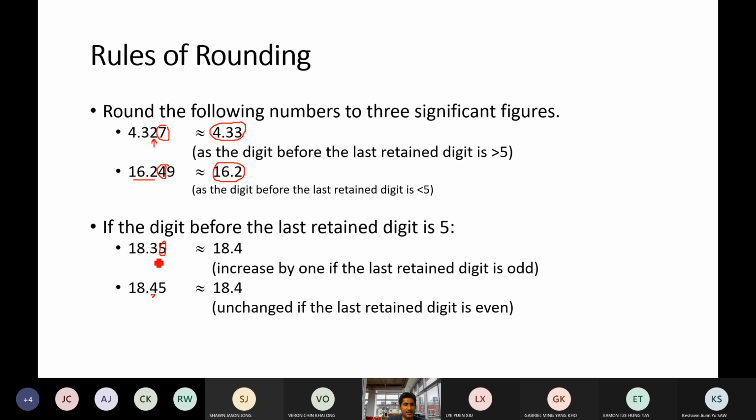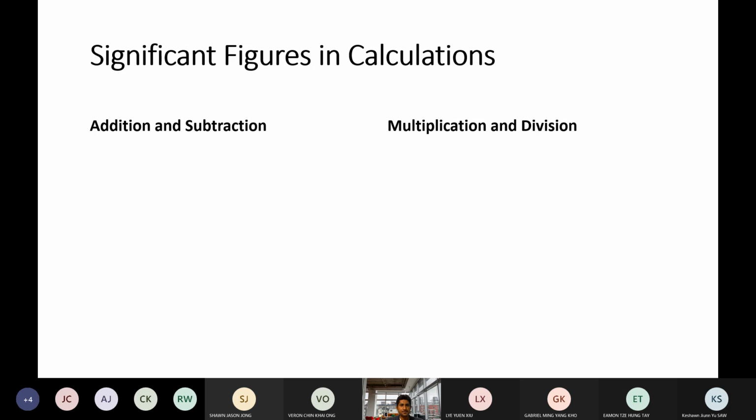Since 3 is an odd number, it will be rounded up. For an even number, it will not be rounded up. It will stay as it is, unchanged. So these are the rulings for significant figures.